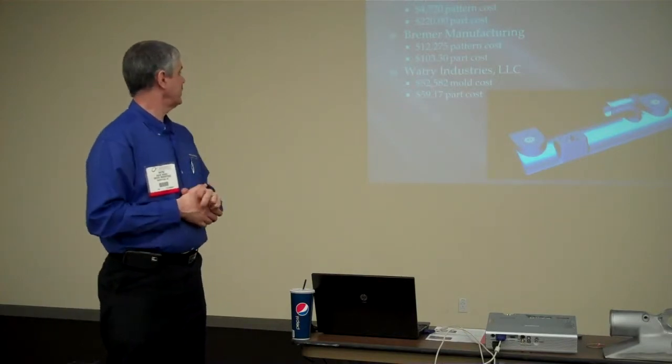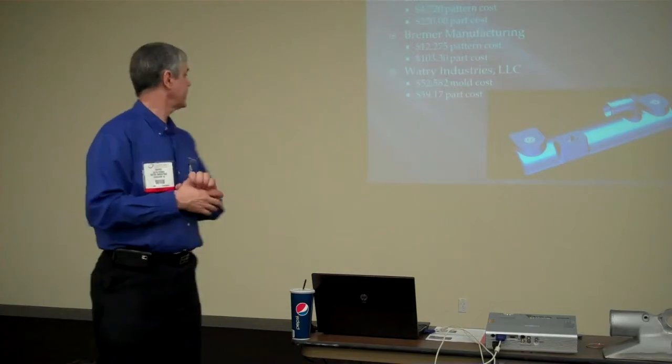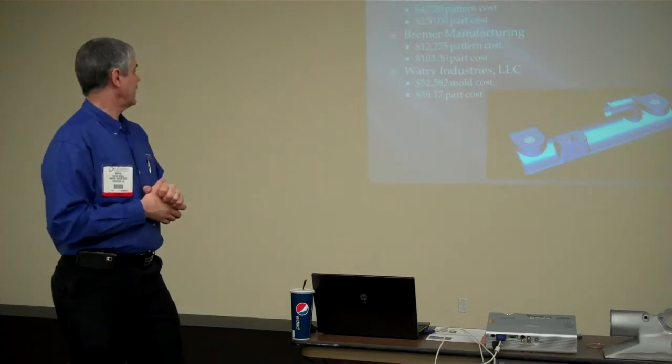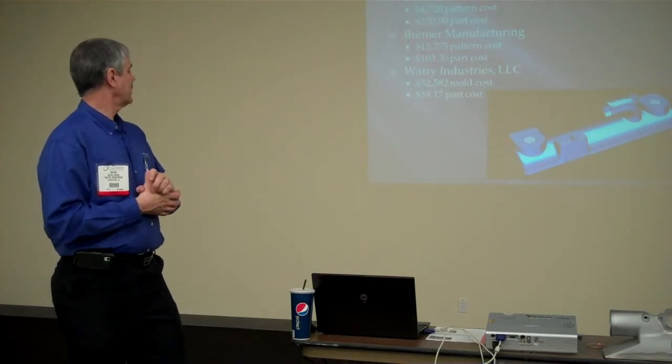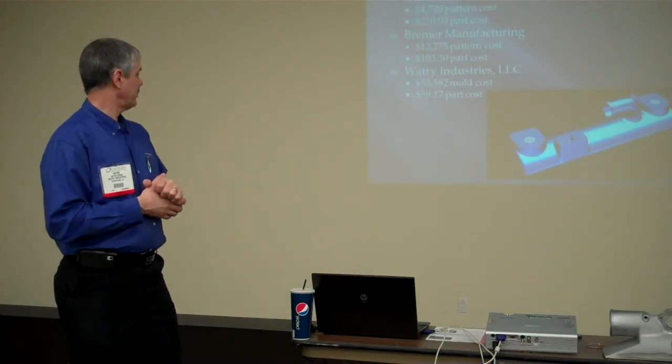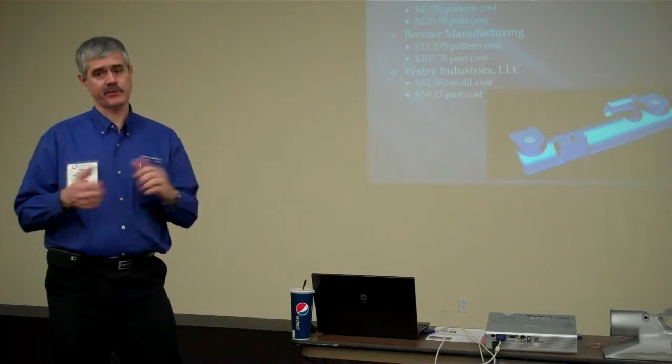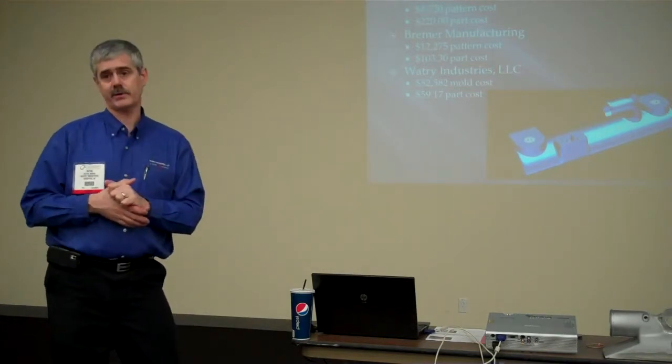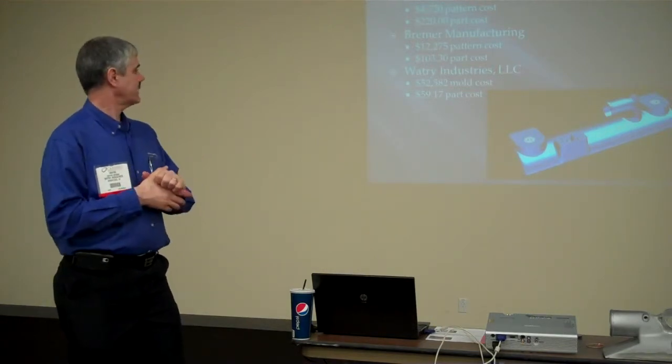A higher volume, more automated sand foundry, Bremer manufacturing, pattern cost was $12,000, but the part cost was almost half, or a little bit less than half. But in permanent mold, the tooling cost was now almost $53,000, but our part cost was under $60. So that kind of gives you an idea.